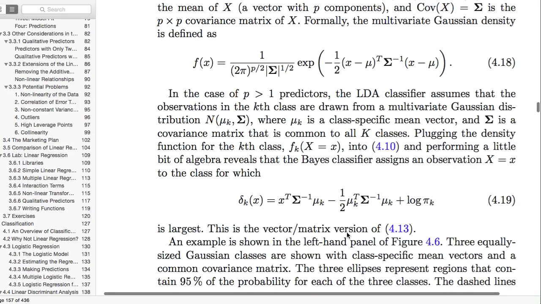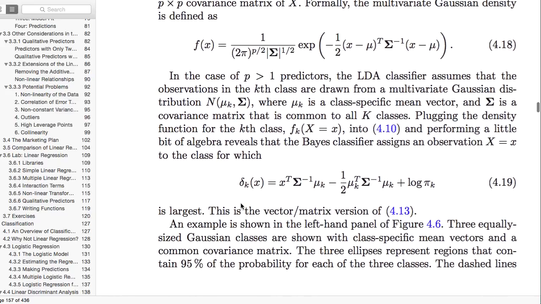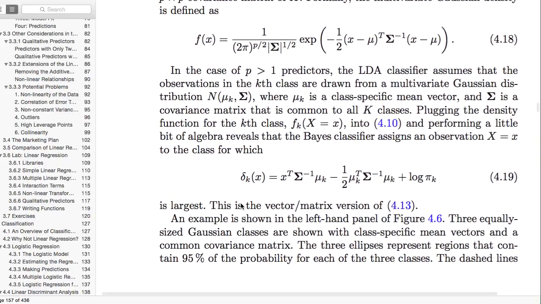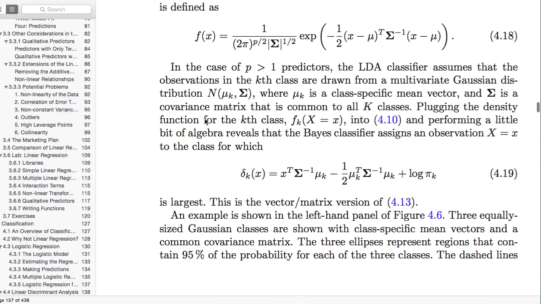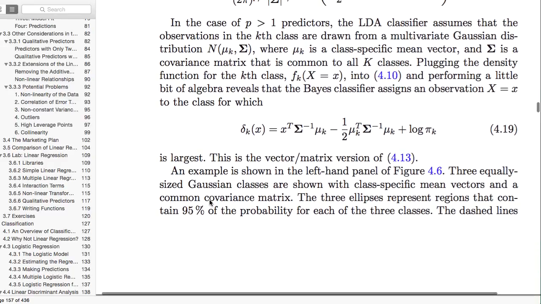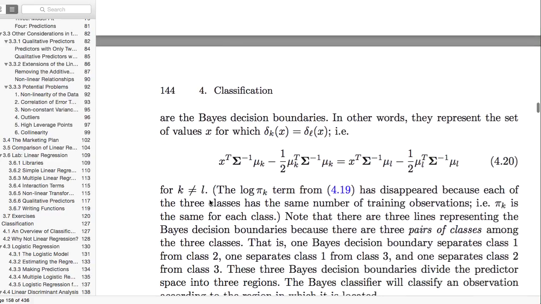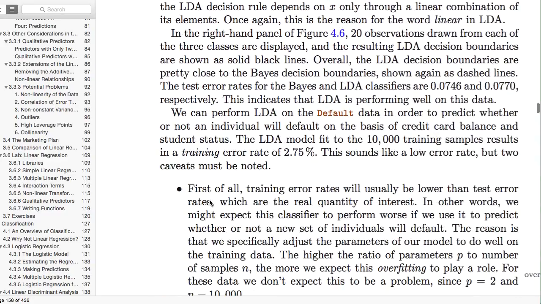So this is the vector matrix version of what we looked at before, what we looked at above. This is typically called the discriminant. I don't see that in this book at all, but this is typically called the discriminant. Okay, and let's see some example of this.